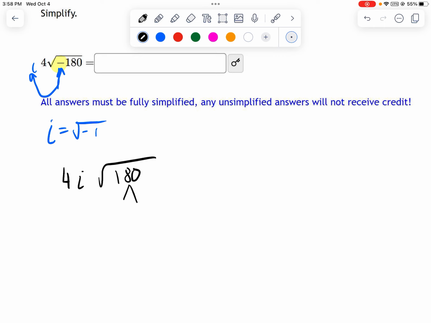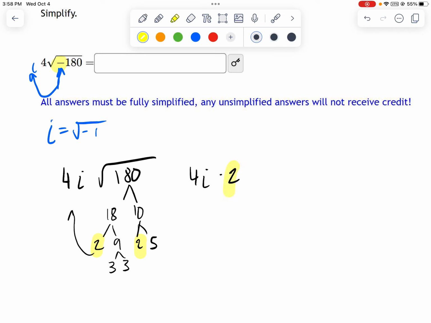Square root of 180. First thing that comes to mind, multiplying to that, would be 18 and 10. Right? 18 is 2 times 9, or you can use 3 and 6, doesn't matter. 9 is 3 times 3. 10 is 2 times 5. And say, okay, do we have two of the same thing? Yeah, we have two 2's, so one 2 comes outside, so we have i times 2, a 2 that we just brought out. And then we also have two 3's, so on the outside we'll also see a times 3 from that pair.